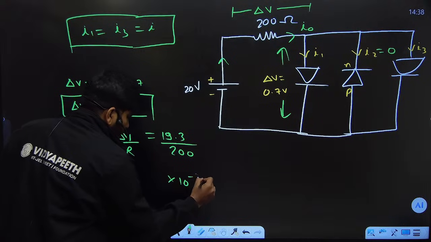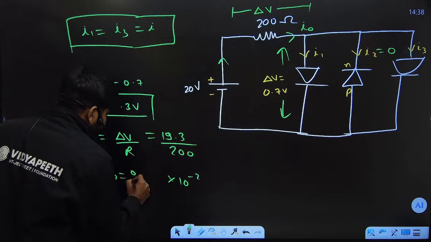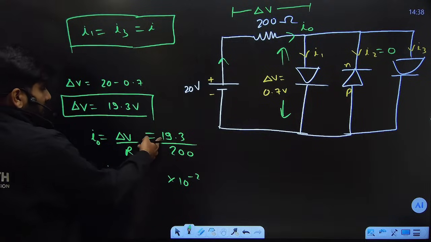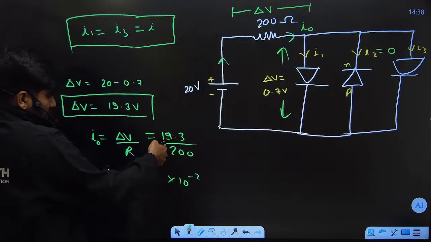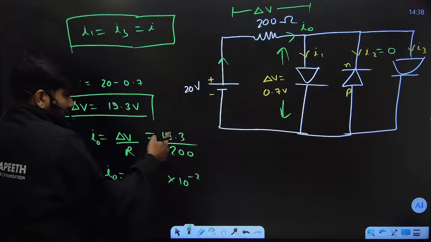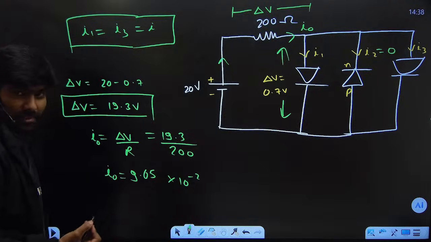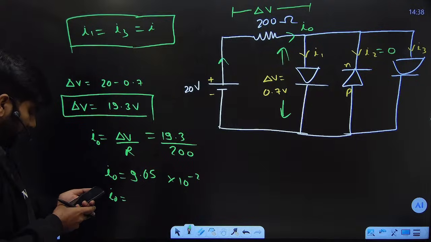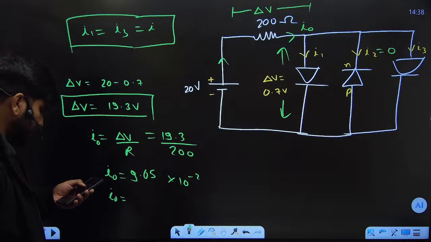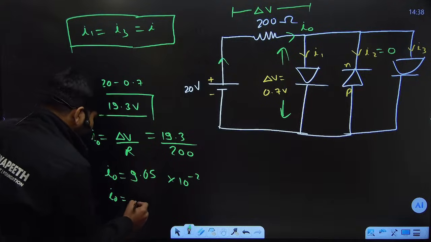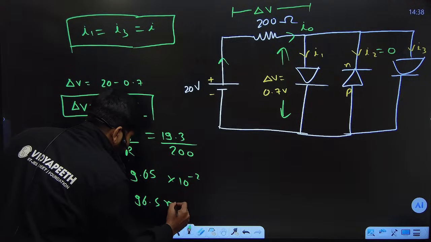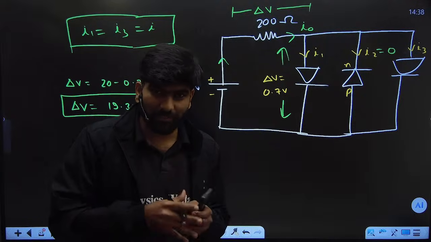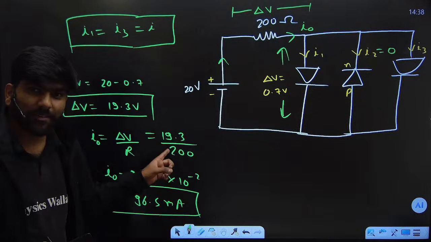If I find it out, it's going to be 10 raised to the power minus 2, I will write as it is. 2 nines will be 18. Then we have 53, right? 2 nines is 18. We are going to get 1 3, 2 6 12, and then we'll get 5. So I naught is 9.65 times 10 raised to the power minus 2 ampere, or I can say it's basically 96.5 milliampere, right? If I send the 10 here, then 10 raised to the power minus 2 will become 10 raised to the power minus 3, which will make it milliampere.